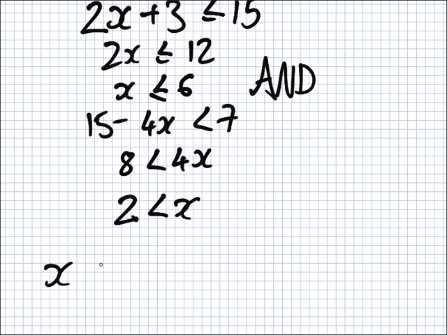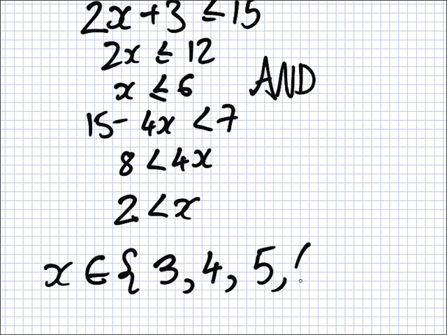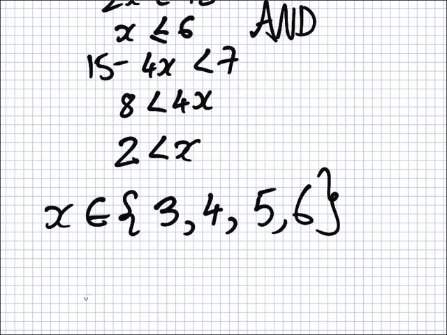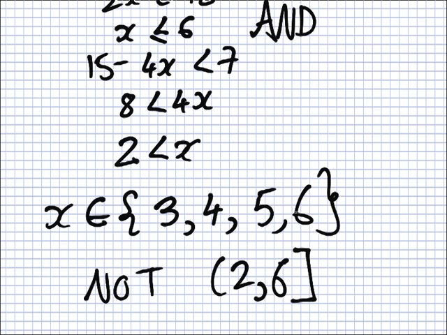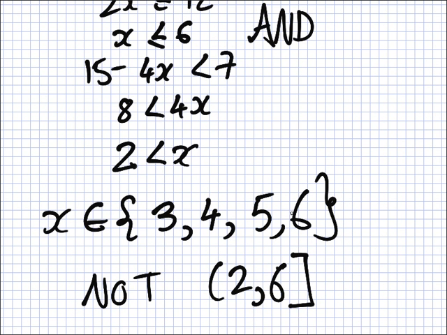Okay? So, what are the integers which are more than 2 and less than or equal to 6? 3, 4, 5, 6. Now, why is it not 2, open, comma, 6, close? Because it says integers. What's wrong with this answer? That's real numbers. It includes real numbers like 2.2.